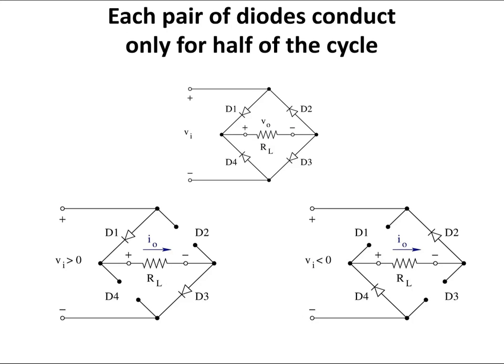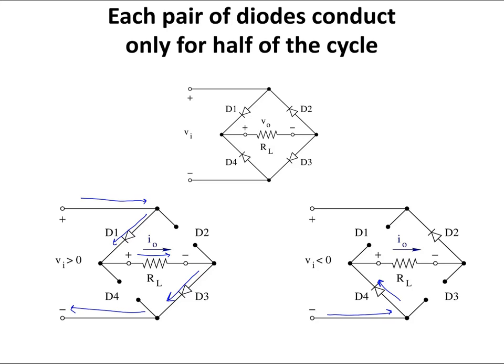A full-wave rectifier consists of 4 diodes. Each pair of diodes conducts only for half of the cycle of the Vi signal. So when Vi is positive, D1 and D3 are going to conduct, so the current is going to flow in this direction. It's going to flow through D1 and through RL and through D3, completing the loop.